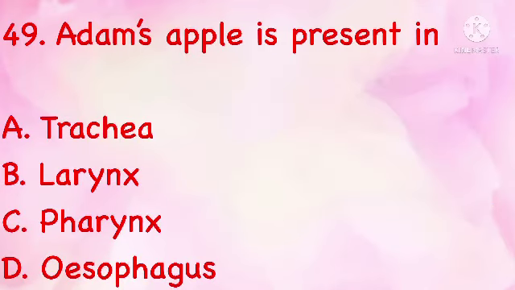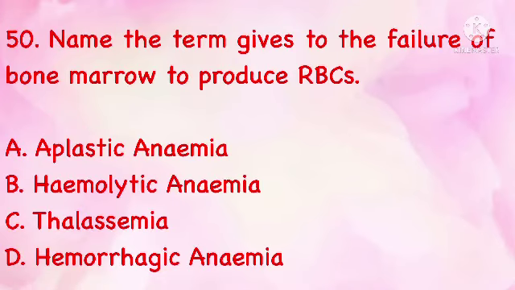Adam's apple is present in trachea, larynx, pharynx, esophagus. Correct answer is B. Larynx. Name the term given to the failure of bone marrow to produce RBCs: aplastic anemia, hemolytic anemia, thalassemia, hemorrhagic anemia. Correct answer is A. Aplastic anemia.